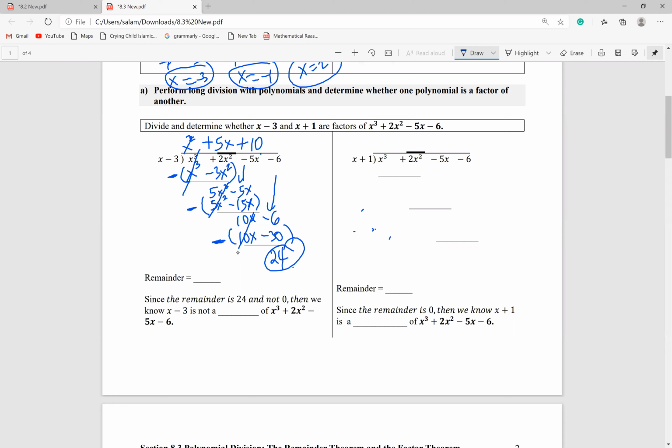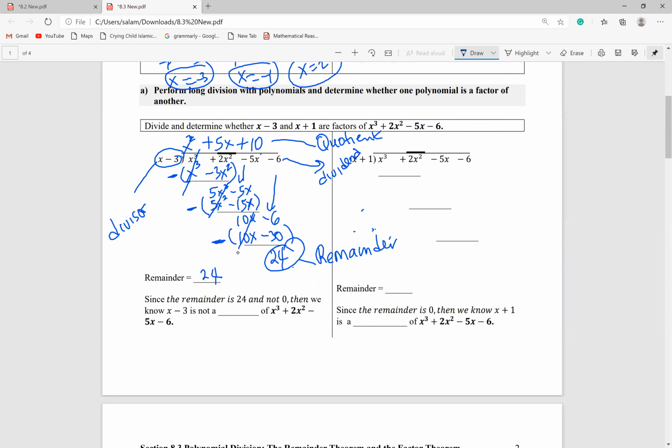So this is the remainder. Like I said, what you have here is your divisor. And what you have here, your answer when you divide, is the quotient. And this, the polynomial that you are dividing, is the dividend. Okay, so now we can say that our remainder is 204.